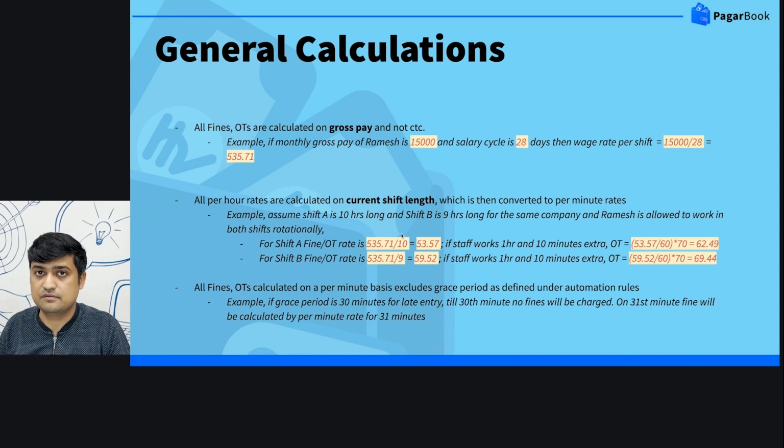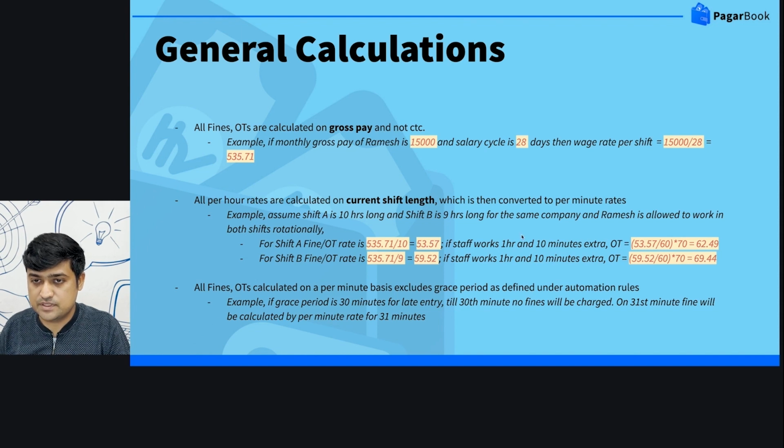Now, if Ramesh works 1 hour 10 minutes extra, we will convert this per hour rate into minutes, which is divided by 60, and multiply it with 70, which is the total extra minutes worked. Now here it comes to 62.49.